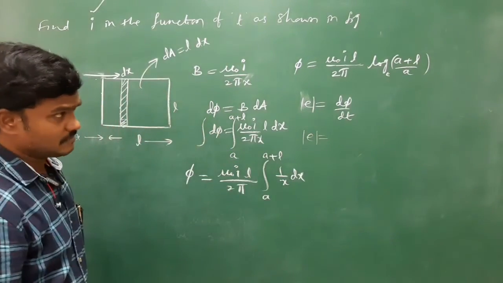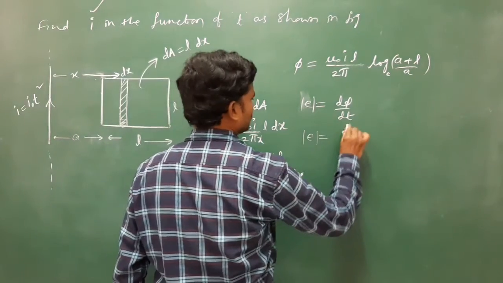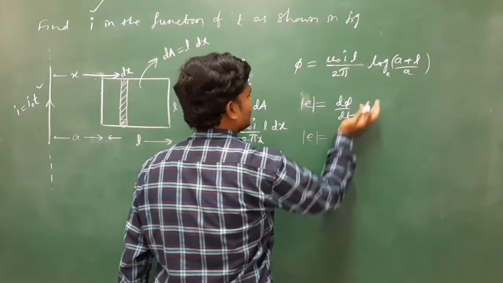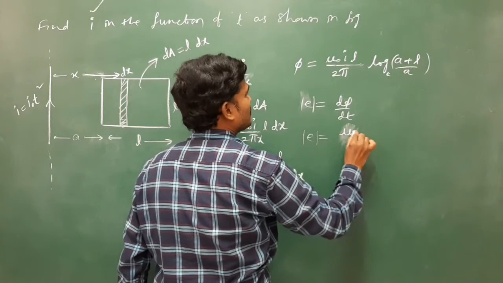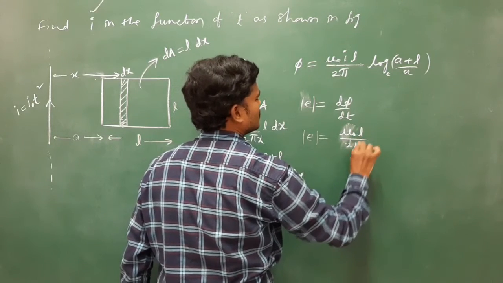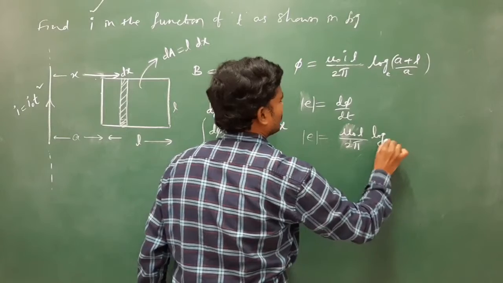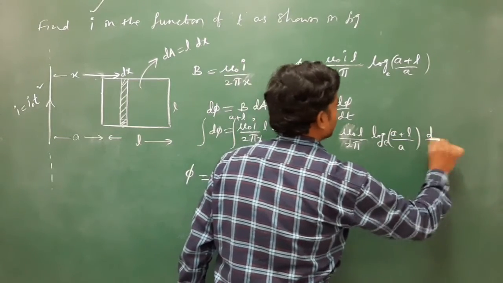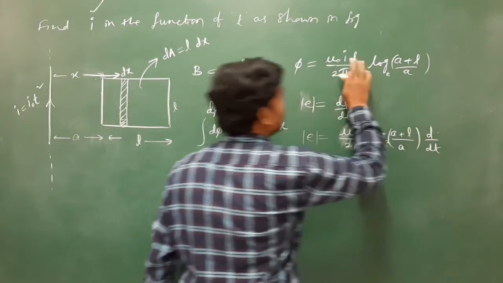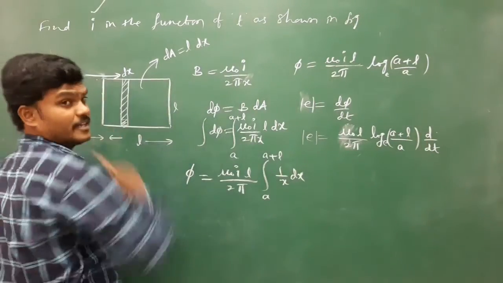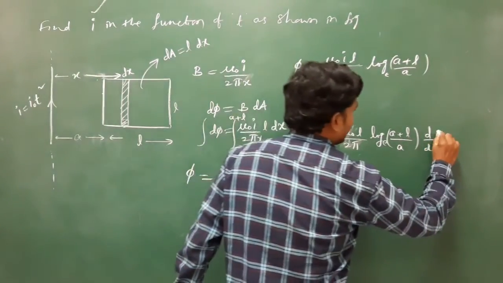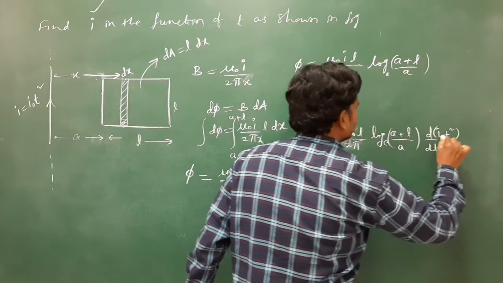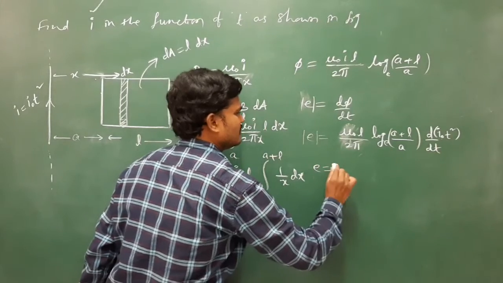We continue, dΦ by dt. So d by dt of, except I, remaining all are constant, you can write outside. So μ0 L by 2π log of (a plus L by a) d by dt of I. What is I? I0 t squared. I0 is also constant, t squared, so I0 you can also write outside.